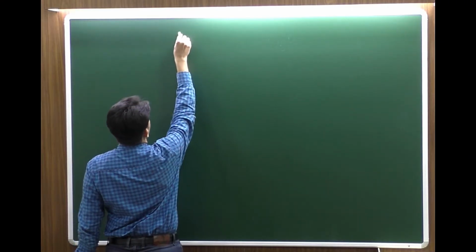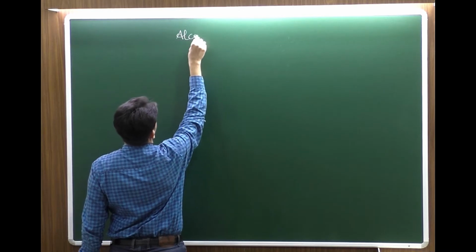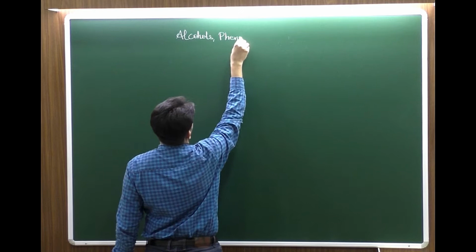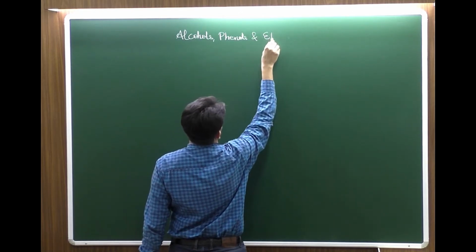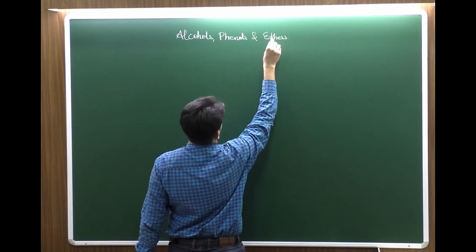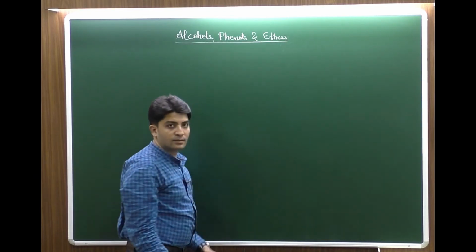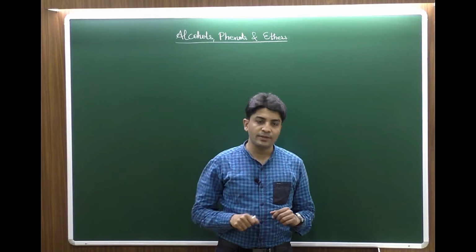We'll start with the next topic of organic chemistry, that's alcohols, phenols and ethers. Now the first thing, why alcohols, phenols and ethers? All the three compounds are included in the same chapter.